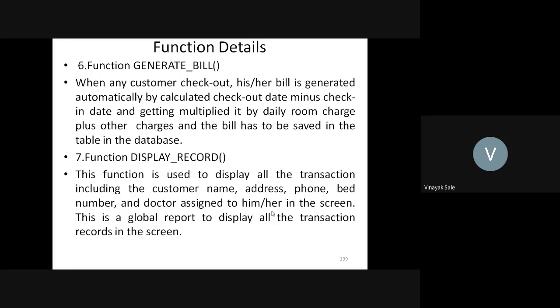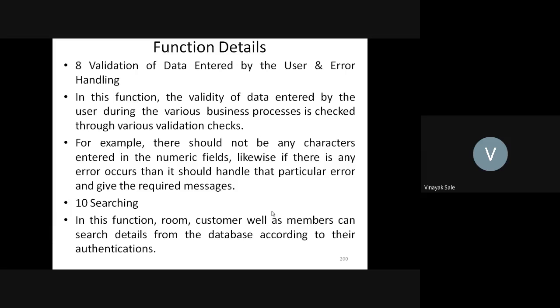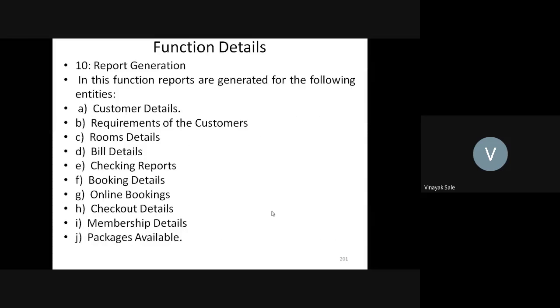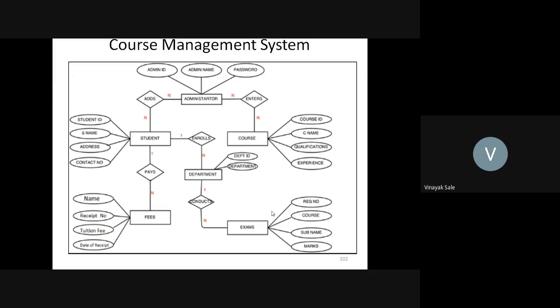Then function bill generates and display records. Then validation data, searching data, and generating the reports. Okay, and up to this we have seen the hotel management system. Then in the next part we will see the course management system. See the figure carefully.